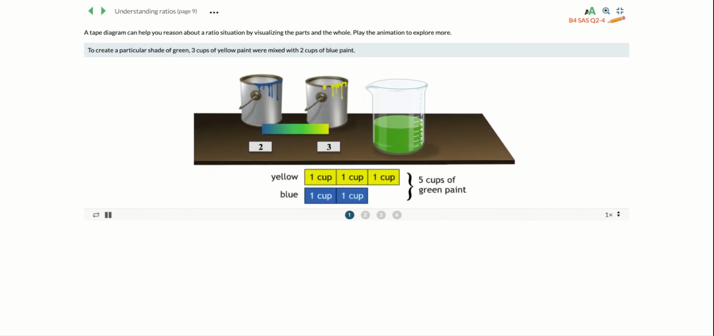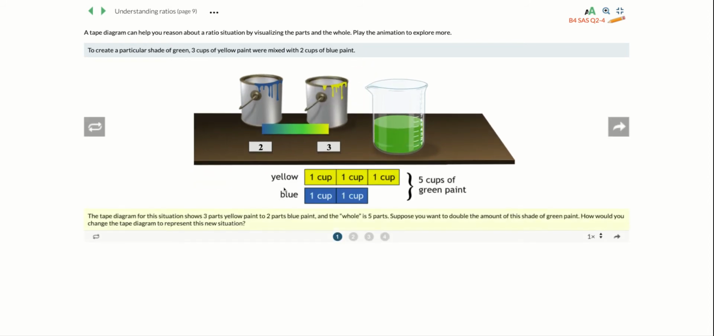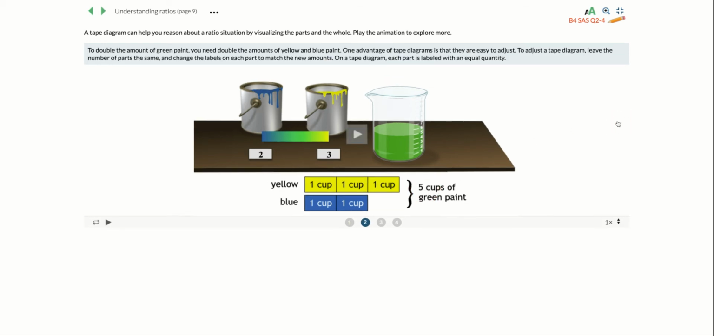Now, using a tape diagram, I can see that I have 1, 2, 3 cups of yellow paint and 1, 2 cups of blue paint, which gives me 5 total cups. So with my tape diagram, I can see I have 3 and 2, or a total of 5 parts to my tape diagram. Now, let's apply the tape diagram to a new situation.